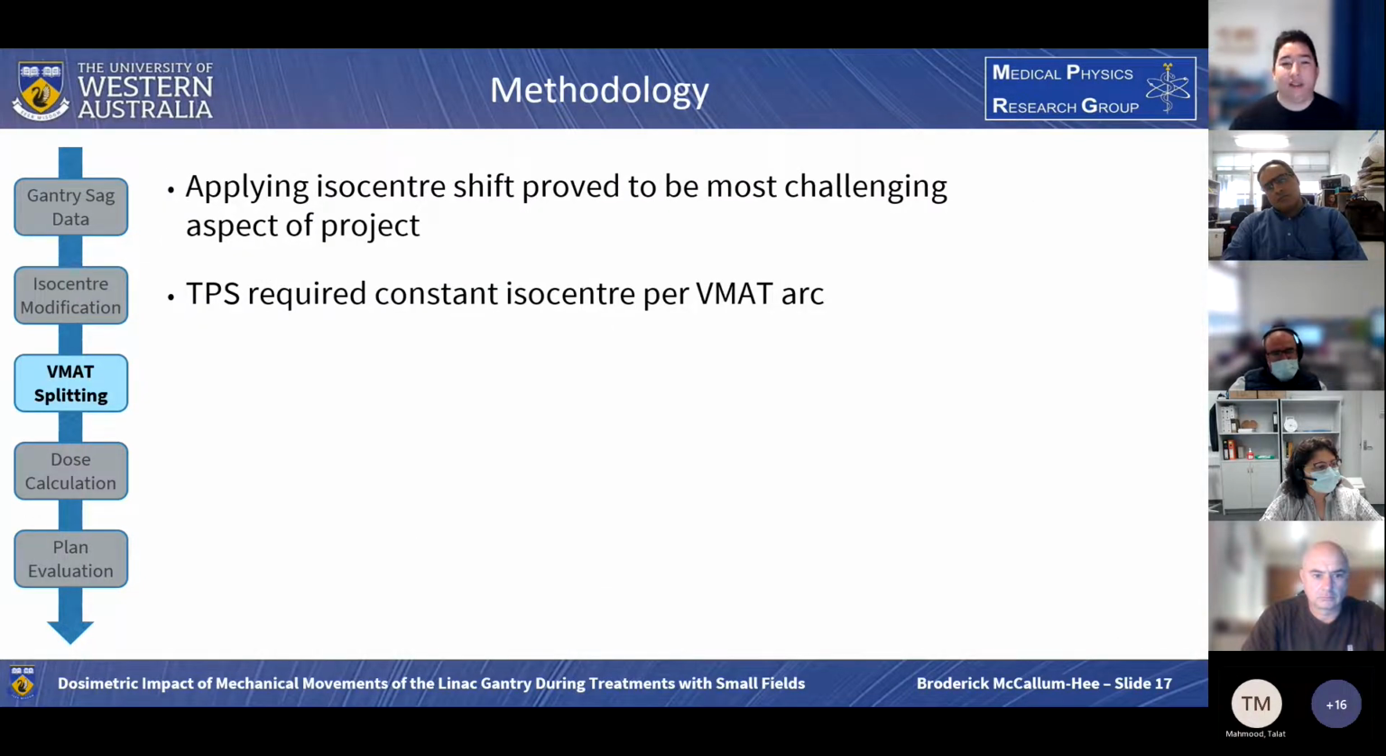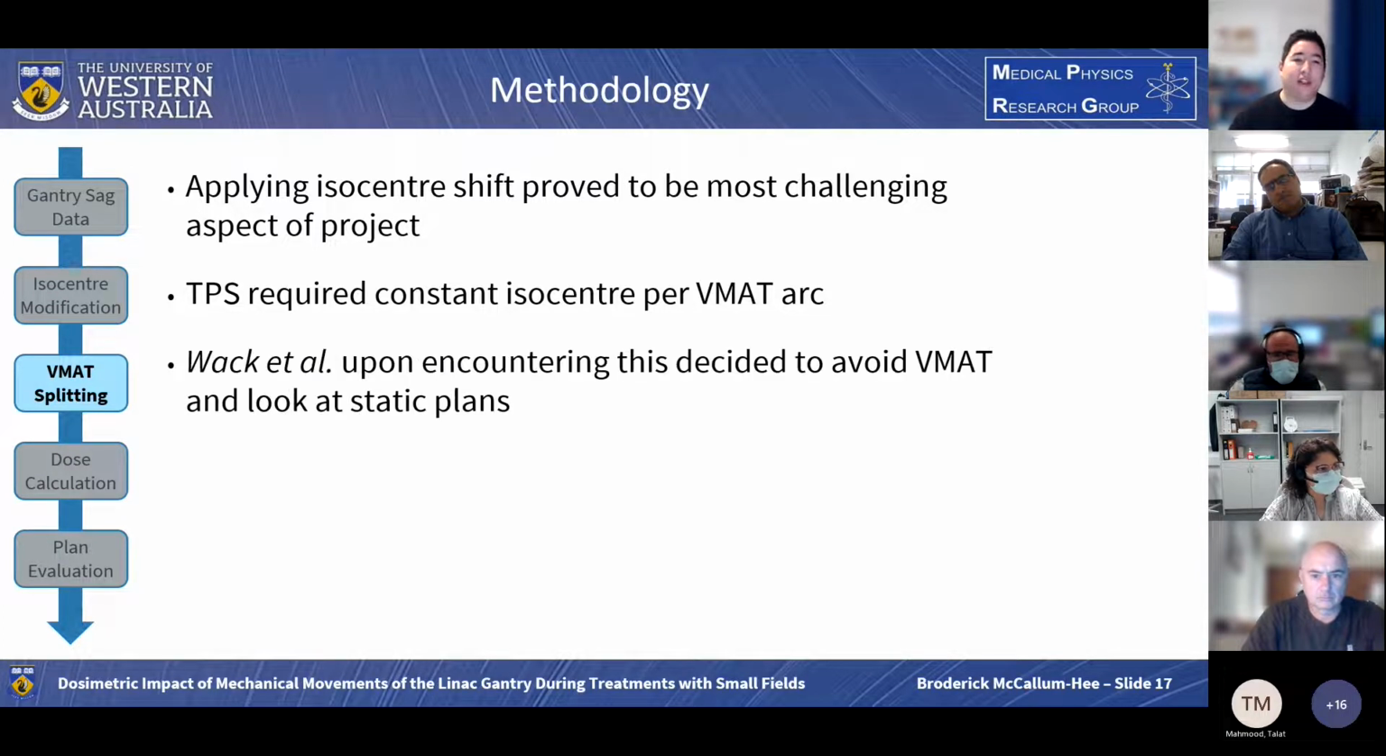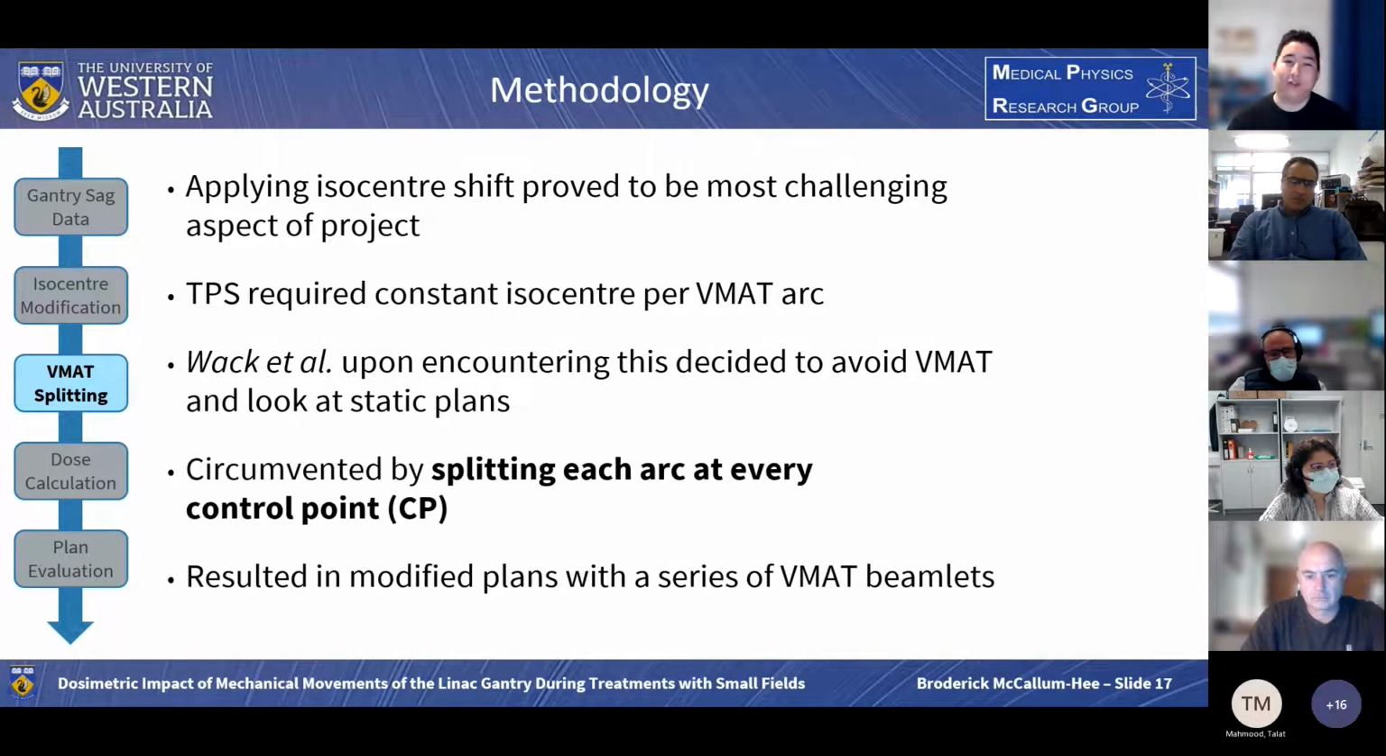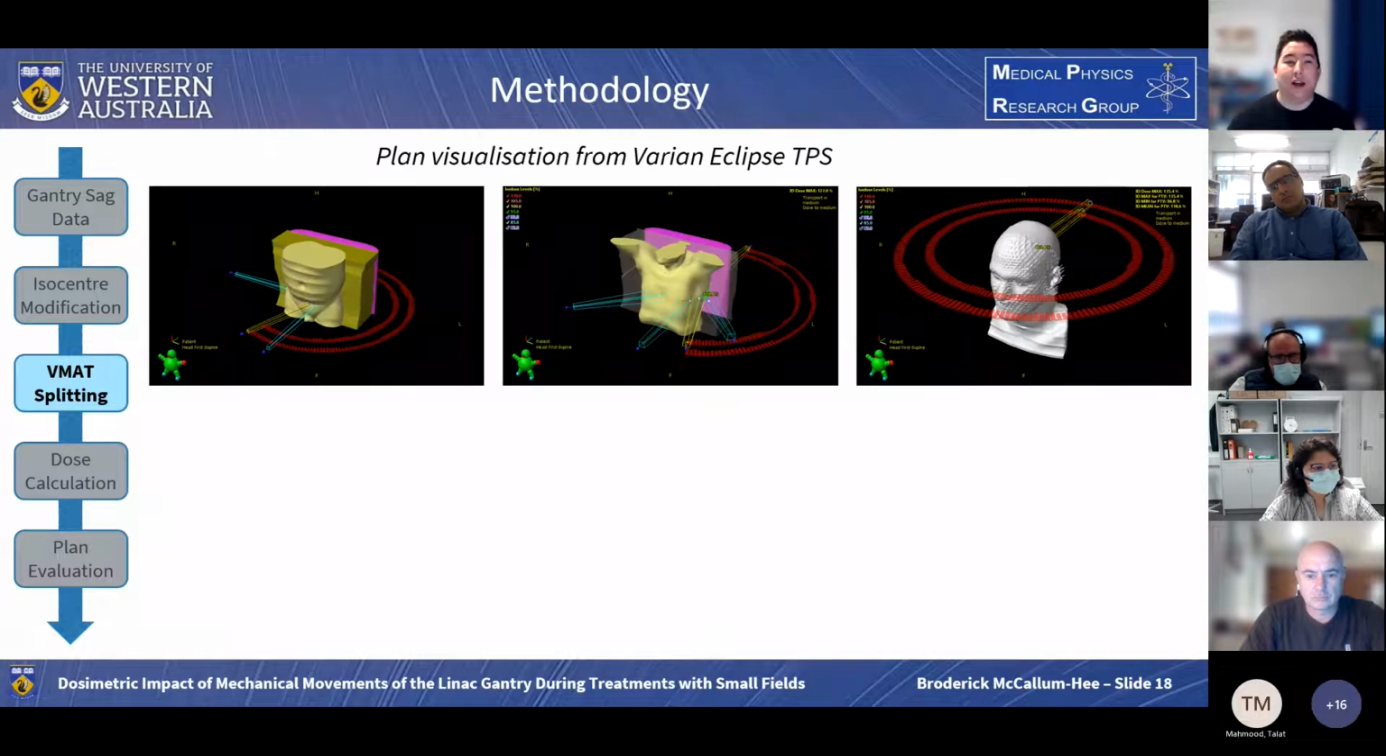Applying these isocentre shifts to the plans proved to be the most challenging aspect of the project. The TPS required a constant isocentre for every VMAT arc, and this proved problematic when processing things. This was actually an issue encountered by Wank et al. when they started to look into stereotactic plans, and for them, they decided just to avoid VMAT and look at static plans instead. However, I managed to circumvent this by splitting each arc at every control point, and this resulted in modified plans with a series of small VMAT beamlets, which resulted in a pattern which overall represented the original plans.